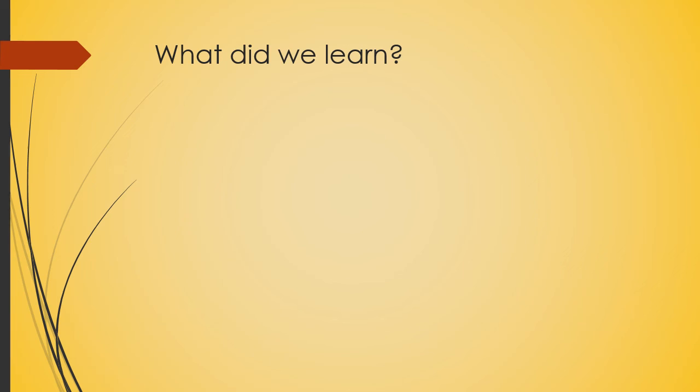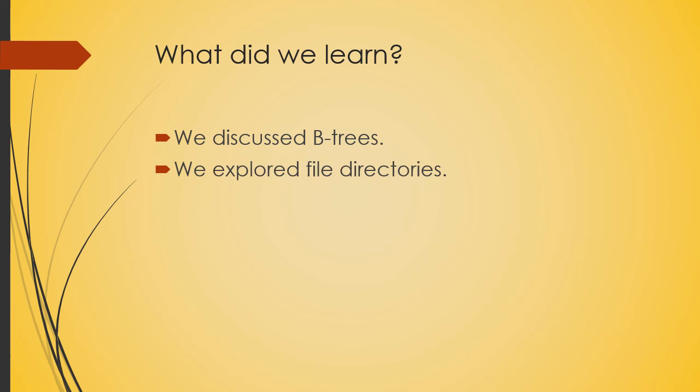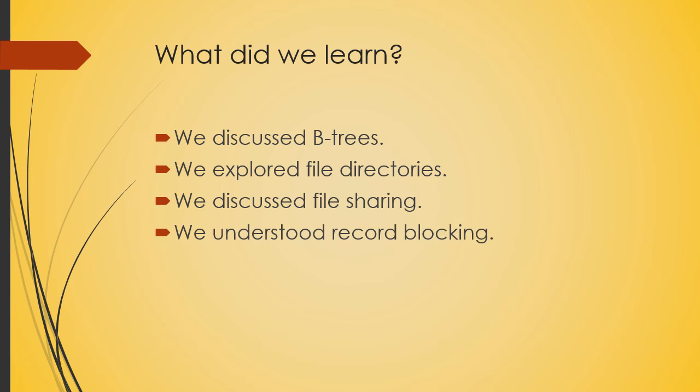So, what did we learn? We discussed B trees and related issues. We explored file directories and their issues. We discussed file sharing and things that we need to do for it. We understood record blocking, its types, and their consequences.